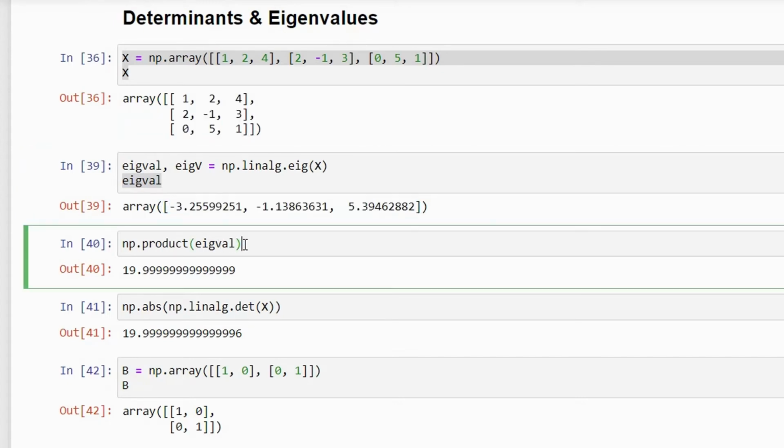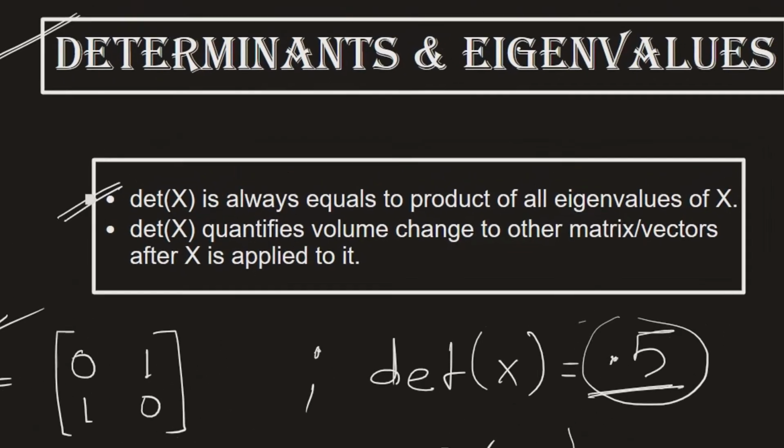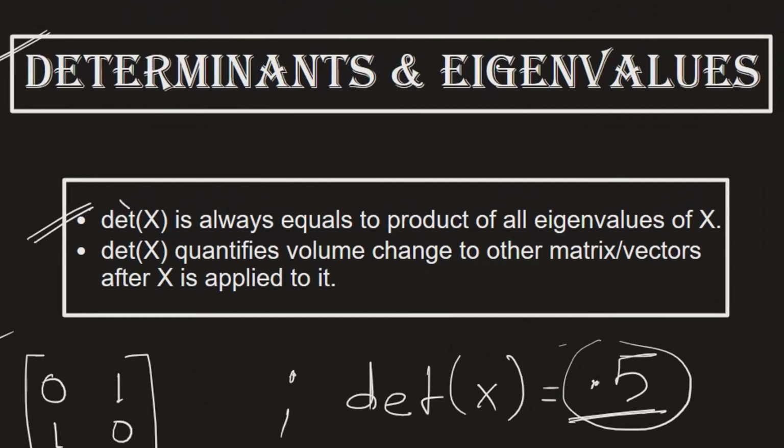And if we calculate the product of all the eigenvalues, we get this number. And also when we try to calculate the determinant of the matrix X, and if we take the absolute value, we get the same output as this one, which is proving our first point that determinant X is always equal to the product of all eigenvalues of X.